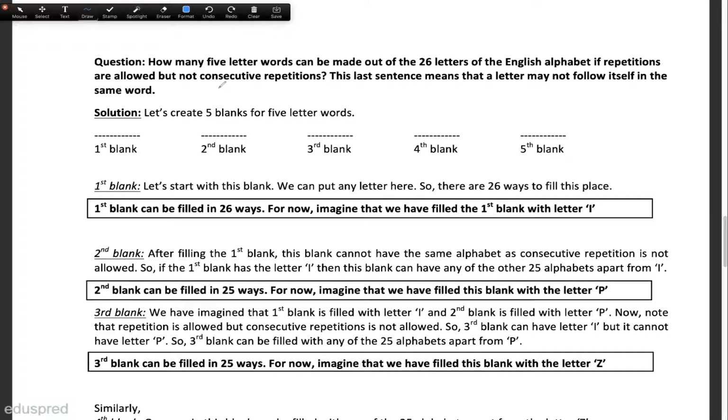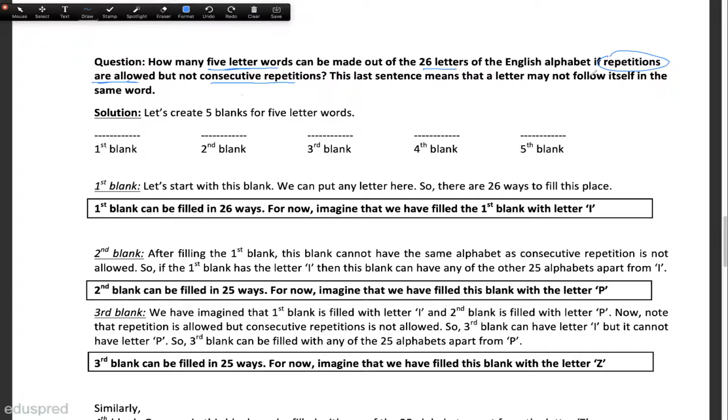In this video, I'm going to solve this question. How many 5-letter words can be made out of the 26 letters of the English alphabet if repetitions are allowed but not consecutive repetitions? This last sentence means that a letter may not follow itself in the same word.